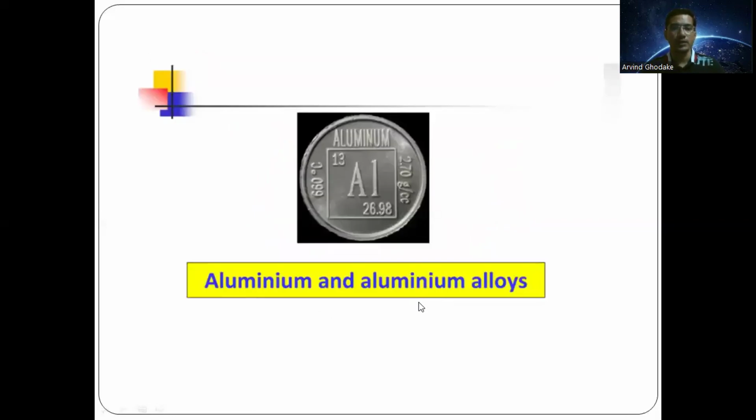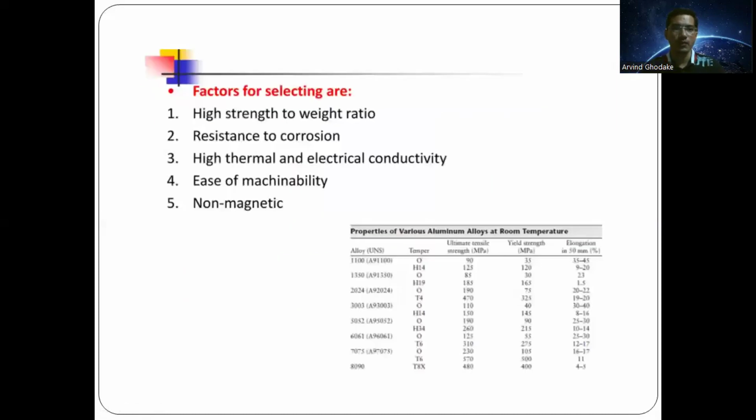Next is aluminum and its alloys. The factors for selecting aluminum alloys are that it has a high strength to weight ratio, resistance to corrosion, high thermal and electrical conductivity, good machinability, and it is non-magnetic in nature. These are the properties of aluminum or aluminum alloy, and that's why these are the factors for the selection of the aluminum alloy.